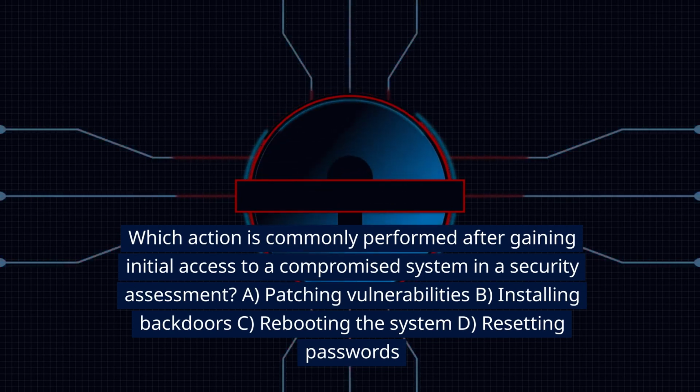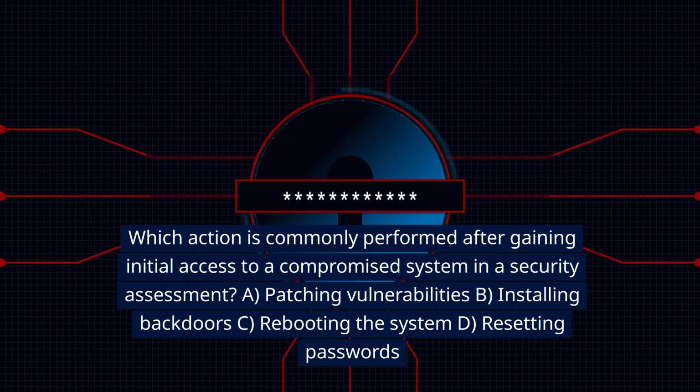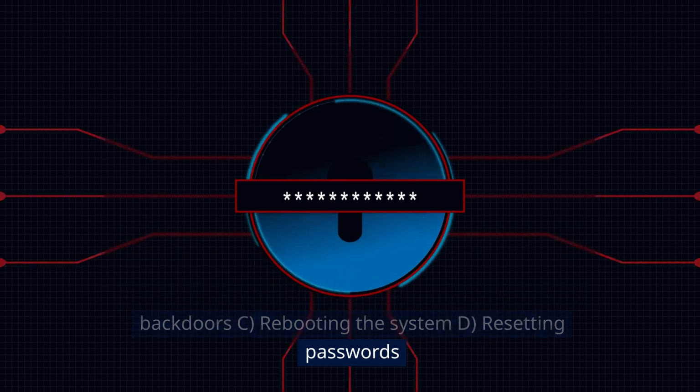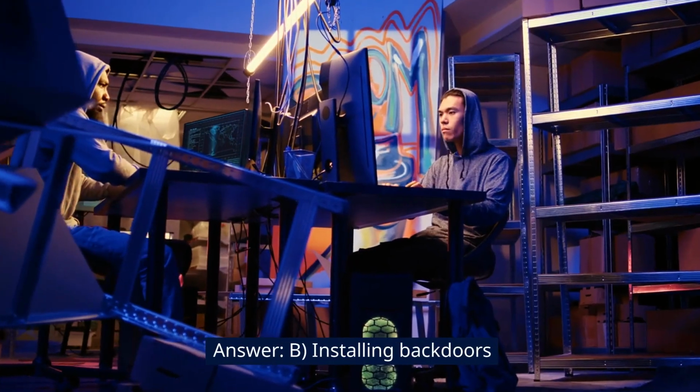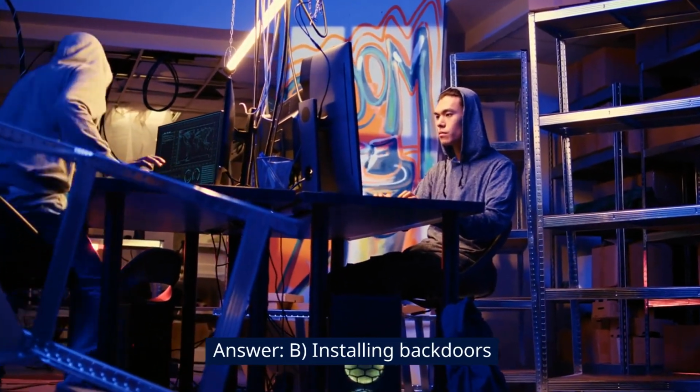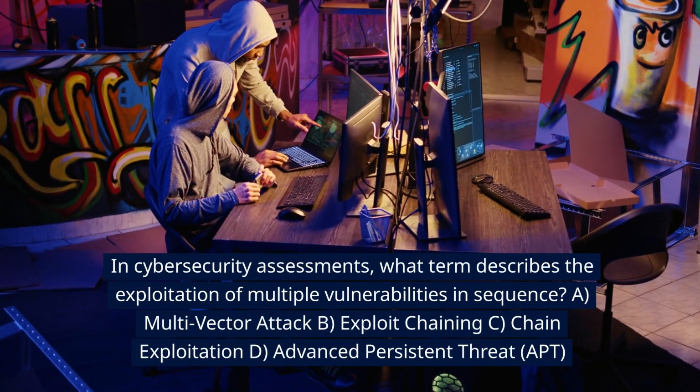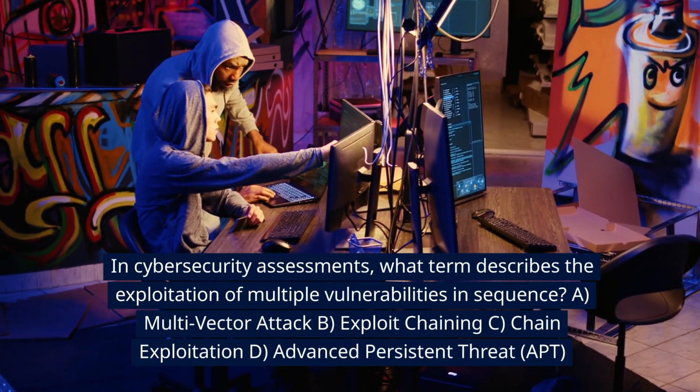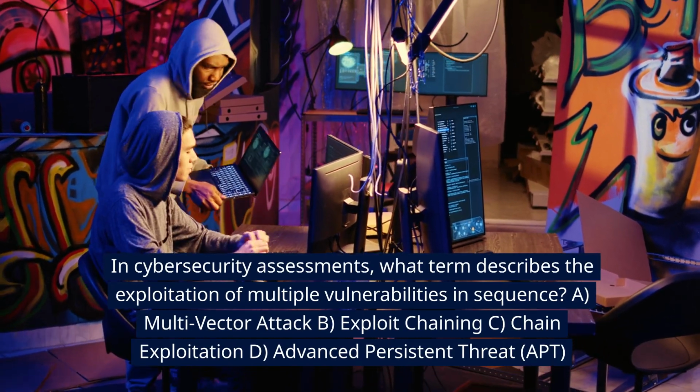Which action is commonly performed after gaining initial access to a compromised system in a security assessment? A. Patching vulnerabilities. B. Installing backdoors. C. Rebooting the system. D. Resetting passwords. Answer: B. Installing backdoors.